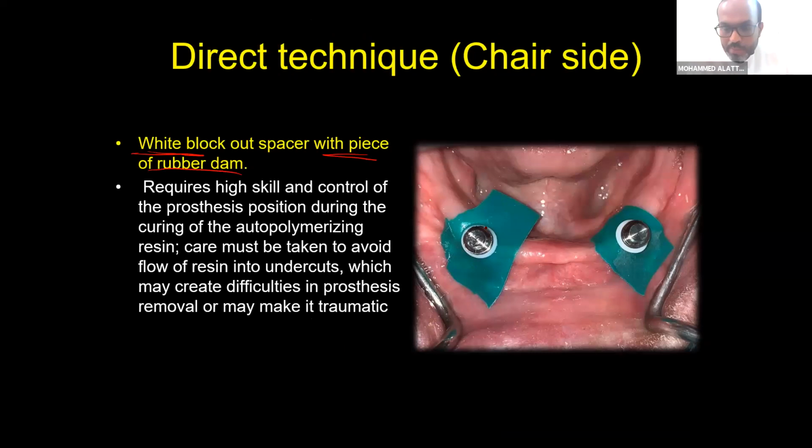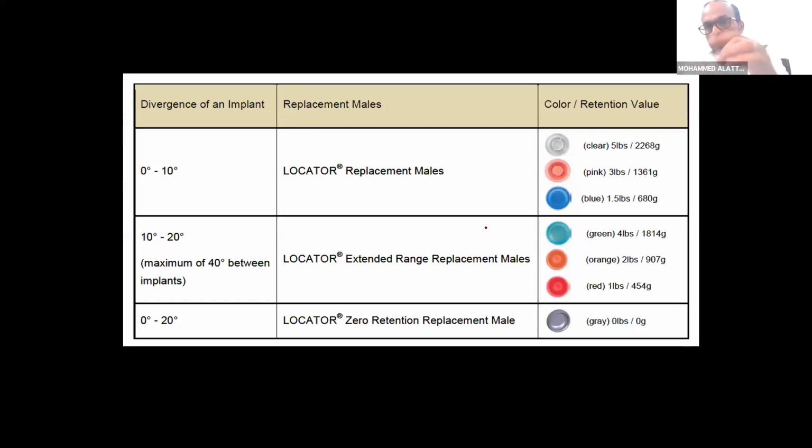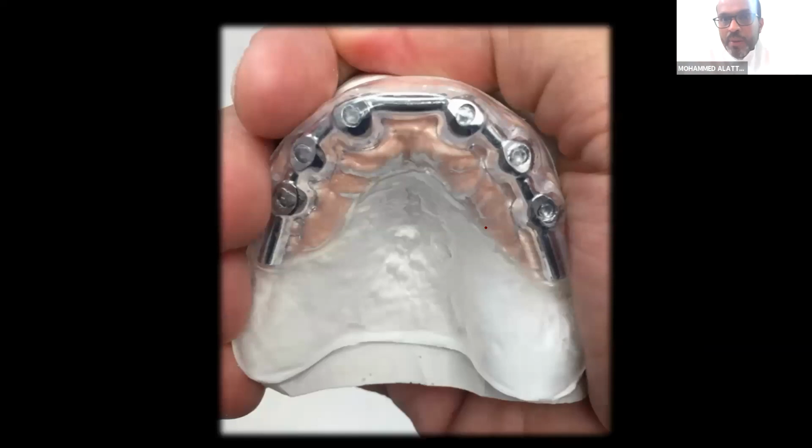And this is the difference in retention for the angulation, about 0 to 10 degrees and about 10 to 20 degrees, and when you can select each. And the final thing that I need to talk about: if I have a bar, I need to make a flat appliance for the bar, you really need to do it.